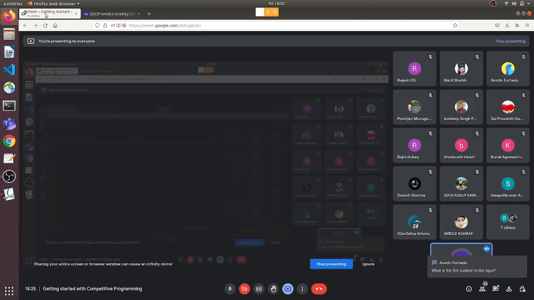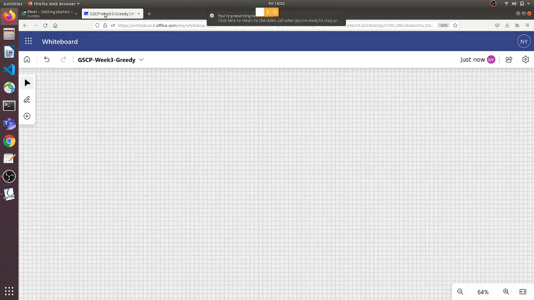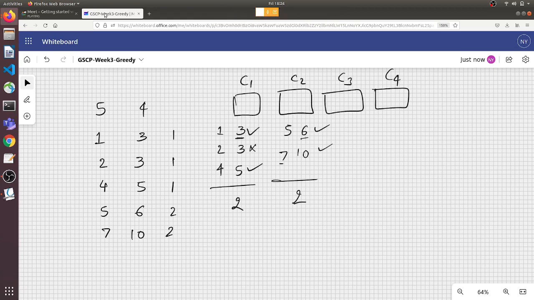What is the third number in the input? The third number is the preferred counter. For the previous example which we just saw, this is the input for customer 1: it is coming at time 1, leaving at 3 and the preferred counter is 1. So it wants to only go to counter 1, and if it is not getting counter 1, then it will leave from there.